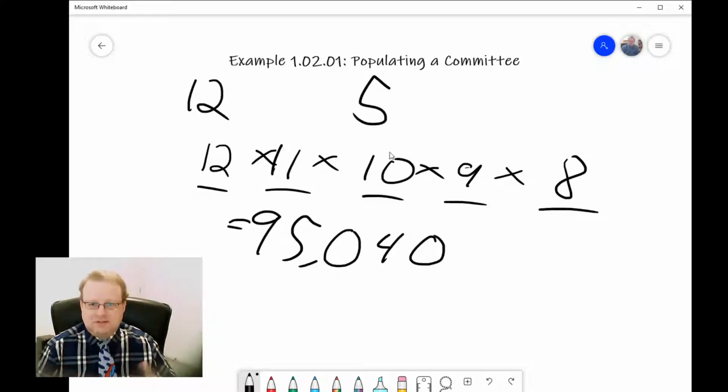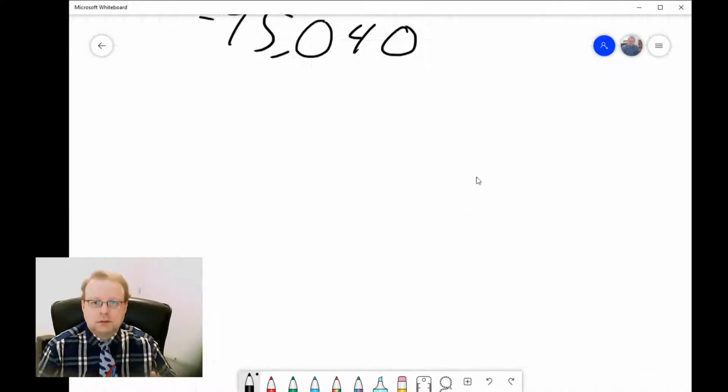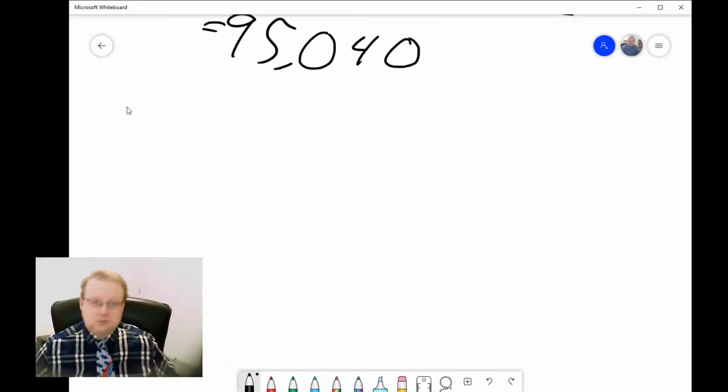That 12, 11, 10, 9, 8 multiplying descending consecutive integers is a lot like that factorial definition we just had. In fact, if we had 12 factorial, then that would produce this if we could cancel out the 7 times 6 times 5 times 4. And that's what we've got here.